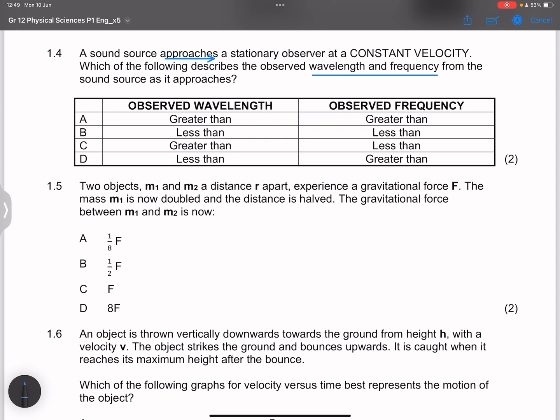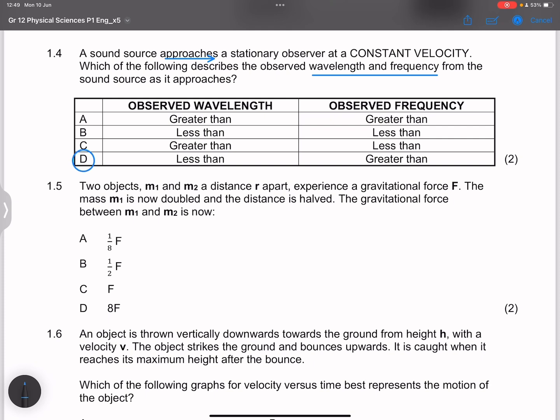So now let's see. Firstly, the observed wavelength is definitely less than. But let's look at the observed frequency. Remember that frequency and wavelength are inverses of each other, so the observed frequency should be greater than. So let's look at that combination: less than and greater than. That should definitely be D.